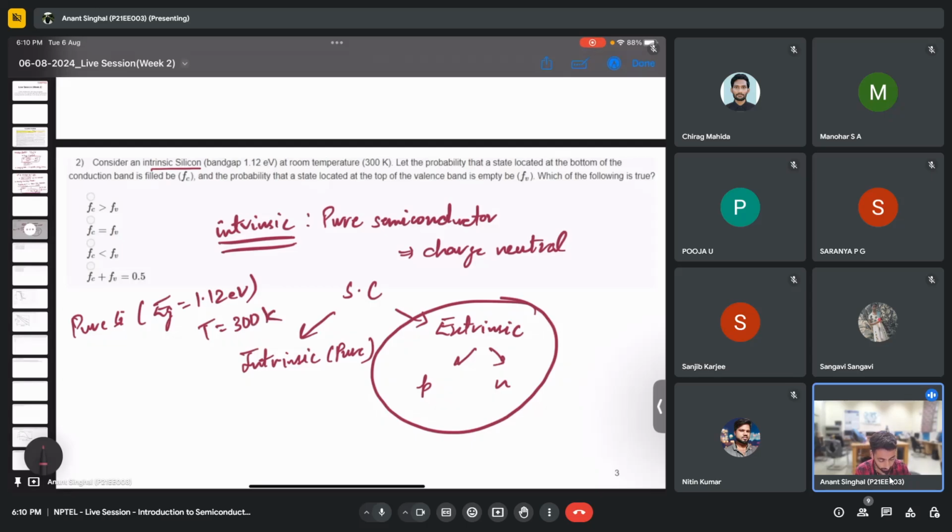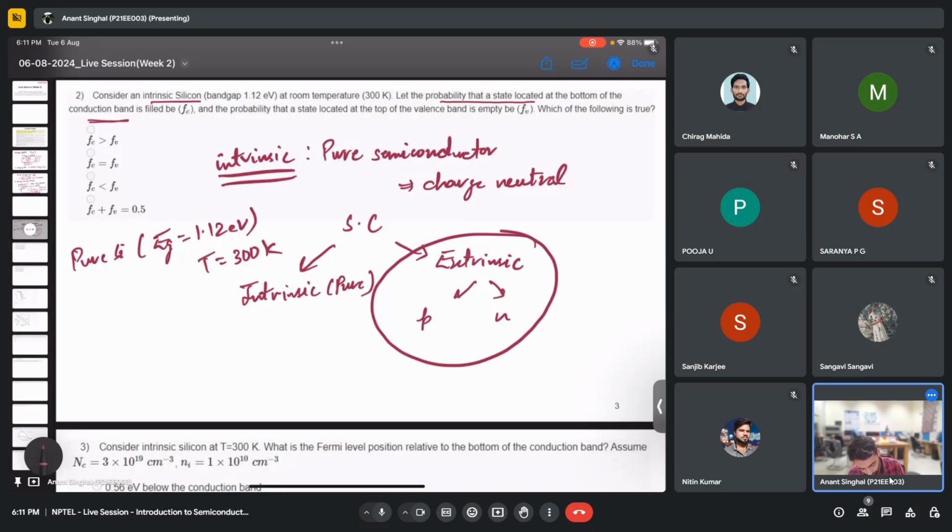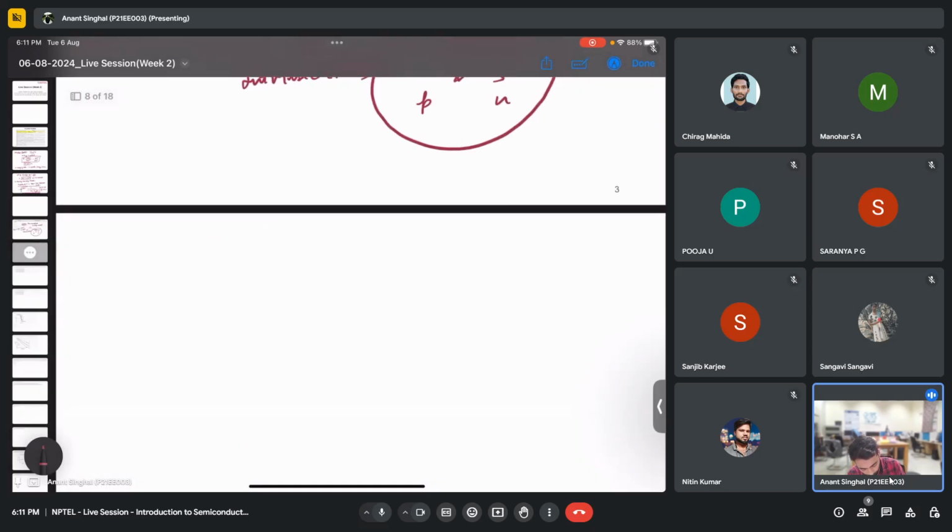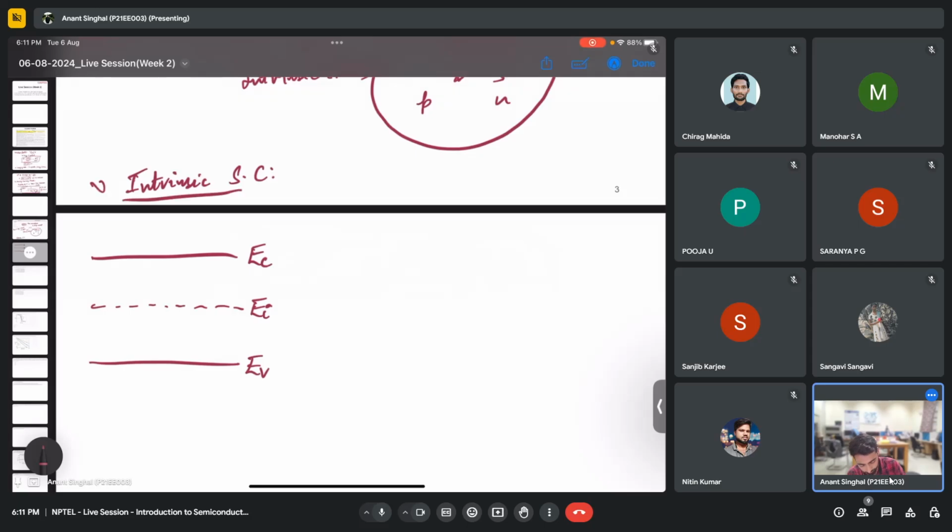So now the question says, let the probability that the state located at the bottom of conduction band. So if I draw a band diagram for an intrinsic semiconductor, what we have is a conduction band, a valence band, and an intrinsic energy level. So can anyone tell where will be the Fermi level for an intrinsic semiconductor? Anyone? Does anyone have any idea?